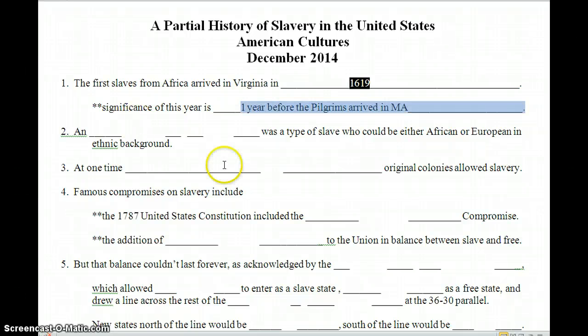1620 is when the first pilgrims arrived in Massachusetts. The pilgrims came here on the Mayflower. We often think of them as being the very beginning of American history in a lot of ways. But there was slavery in America even before the pilgrims got here.